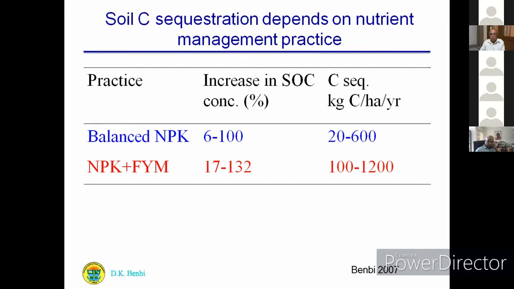But if you top this up with organic manure, so-called INM, integrated nutrient management, you apply FYM, so your benefits are sometimes almost doubled. So you can store up to 1200 kilograms of carbon per hectare per year in soil. That means these two practices are very simple to adopt, which all farmers find easy without any problem. They could adopt so-called NPK plus animal manure application. So we can really build up organic carbon levels in soils.